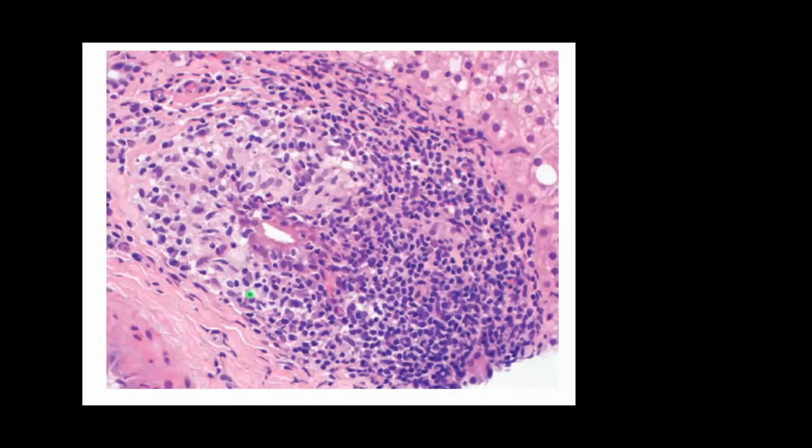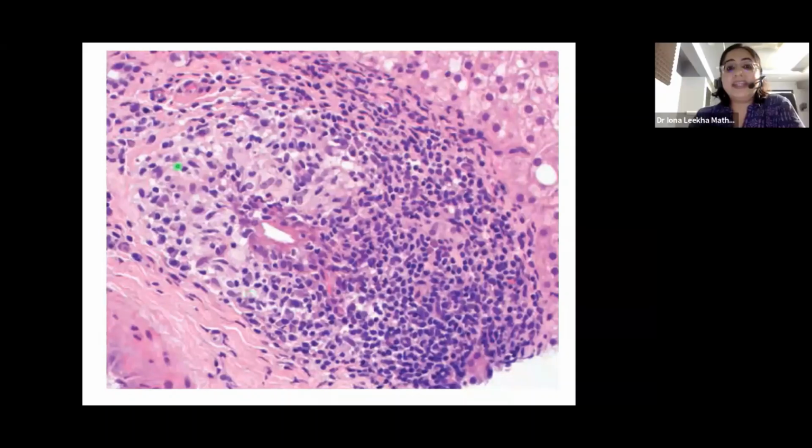Okay, this is a case of primary biliary cholangitis, which I just showed you. This is the damaged bile duct again, showing granulomas around the bile duct.